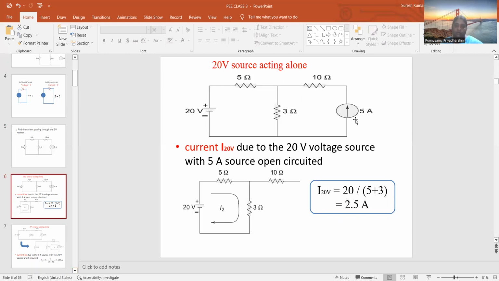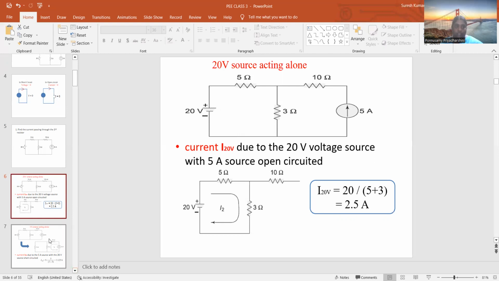If it is open circuited, the current is not going to flow through that branch. Only the 5 ohm and 3 ohm resistors are there. They are connected in series because there is no other path for the current. So 5 plus 3 is 8, and 20 divided by 8 is 2.5 amps. So 2.5 amps is the current flowing through this path, that is, the current flowing through the 3 ohm resistor when the 20 volt source is acting alone.